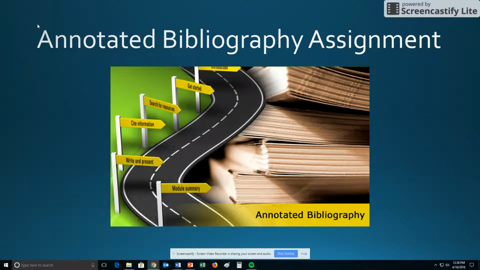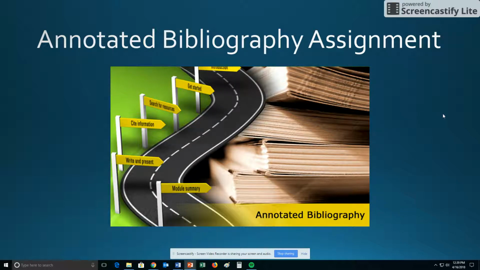The word annotated mainly means to take notes. To annotate means to read something and make some comments and notes about what you read. Bibliography is just basically a list of sources. So we're going to be taking notes on a list of sources. Not so bad. Annotated bibliography sounds very intimidating, but when we break it down, it's not too bad.